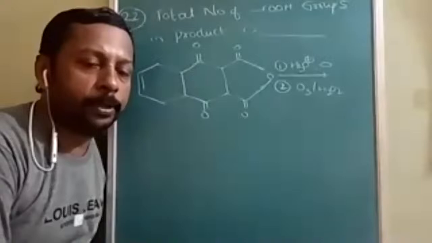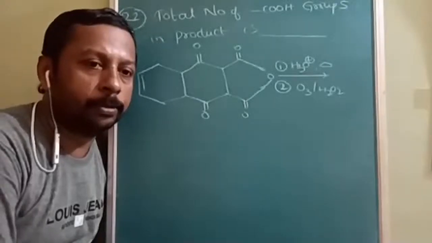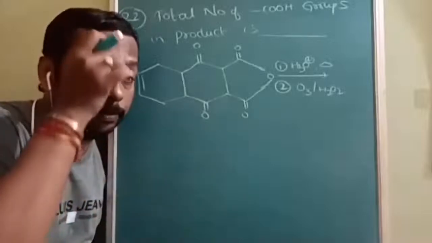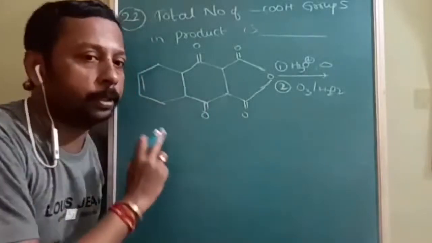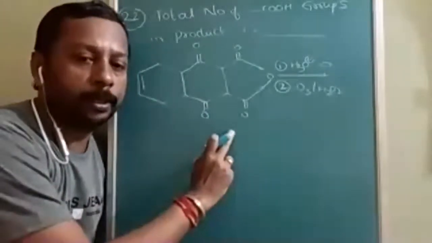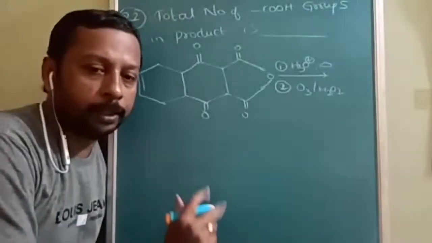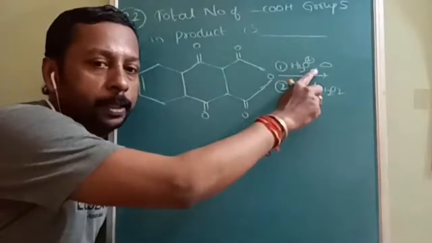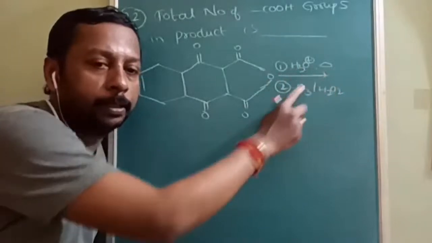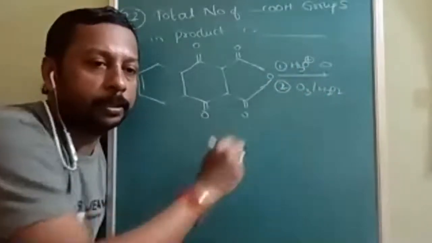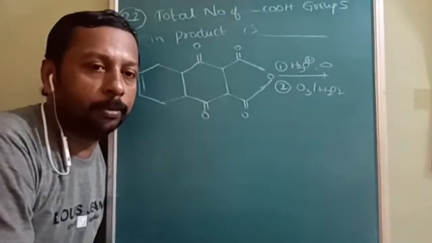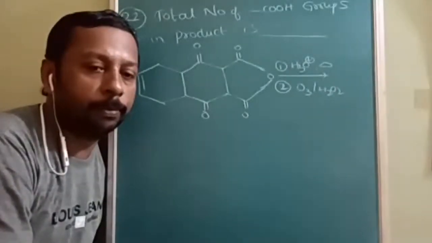Okay, the next question is: total number of CHO groups in the product. This is the reactant given. The reaction is carried out in two steps. The first step is acidic hydrolysis followed by heat. The second is ozonolysis. After the reaction is complete, how many CHO groups are going to be found in product P?